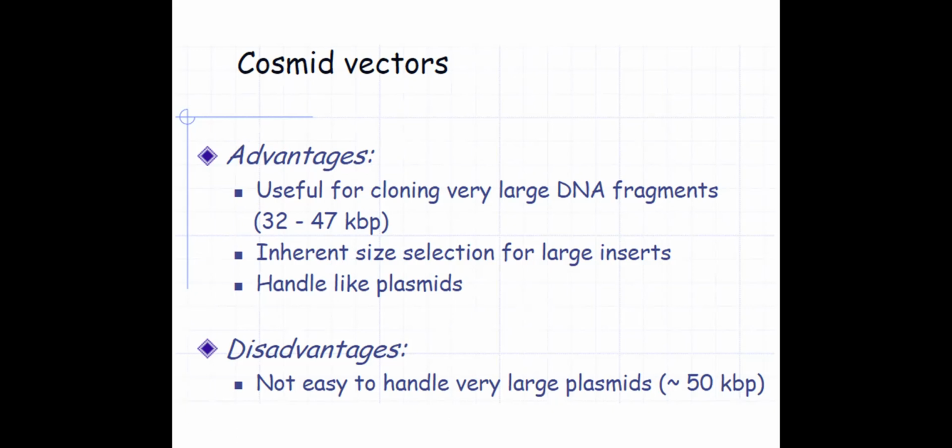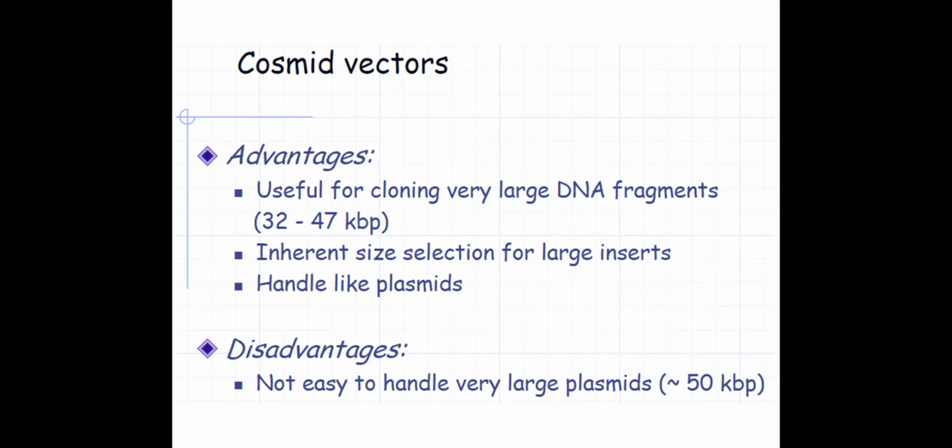Then the handling of plasmid is much easier than the virus. Okay, so if you have the virus properties in a plasmid vector, it simply eases the handling. Then disadvantage, okay. When the plasmid size is very large, it is not easy to handle.